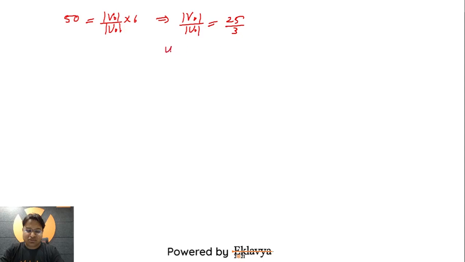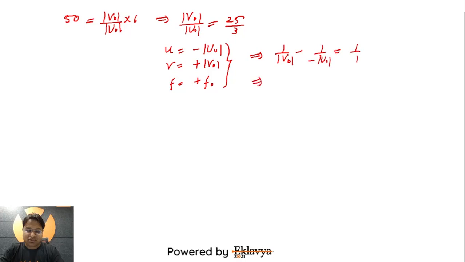Now for objective lens, U will be written as minus of mod U naught, V will be written as plus mod V naught, because we got a real image of a real object. F will be replaced by plus F naught. So I'm going to substitute these numbers. So we are going to write 1 upon mod V naught minus 1 upon minus mod U naught is equal to 1 upon 1. So from here, if I multiply this entire equation with V naught, then we get 1 plus mod V naught by mod U naught is equal to mod V naught. And now we can substitute this ratio from here.